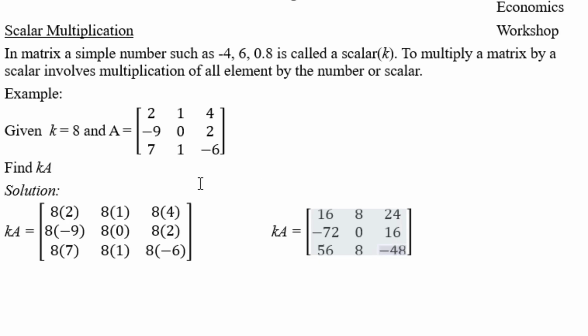Anytime we are multiplying a matrix by a scalar, the dimension of the matrix does not change. Like what we have here, we have a 3 by 3 matrix. You can see our end result is also a 3 by 3 matrix. So this is how to multiply a matrix by a scalar.